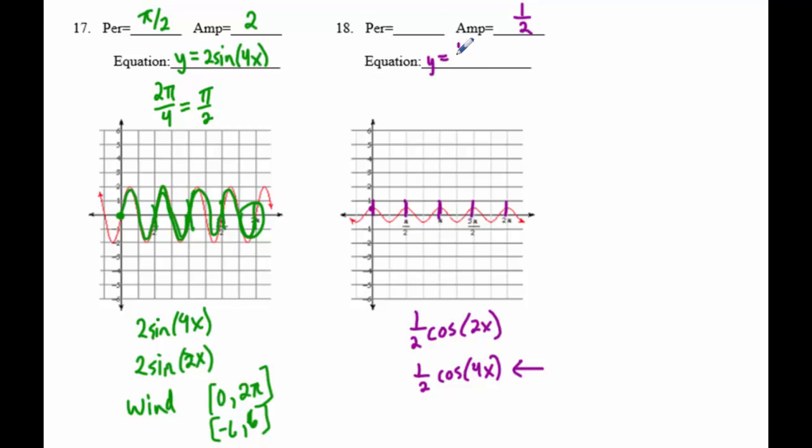Will that work every time? Every single time. But you have to make sure you're paying attention to the fact that it's by 2 pi. How many times did it happen? So the period of this, just like it was on 17, is 2 pi over 4, which simplifies to pi over 2.